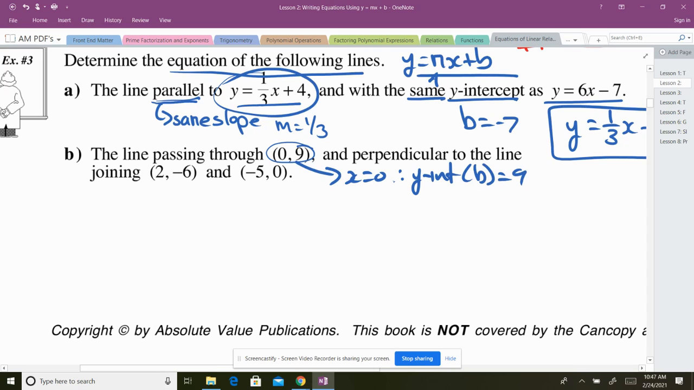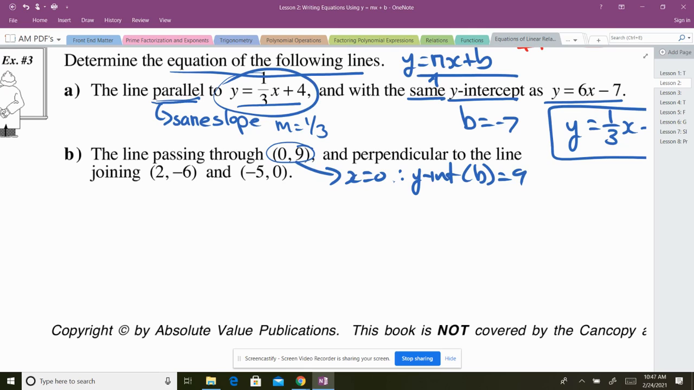They're going to give you all the information. It's just a matter of you mining it out from the question. So we got one piece of information. We got b. Now we got to figure out m. But it's perpendicular. What does perpendicular mean? They're not the same. They meet at a 90-degree angle, which means the slopes are flipped and you put a negative in front of it, right?